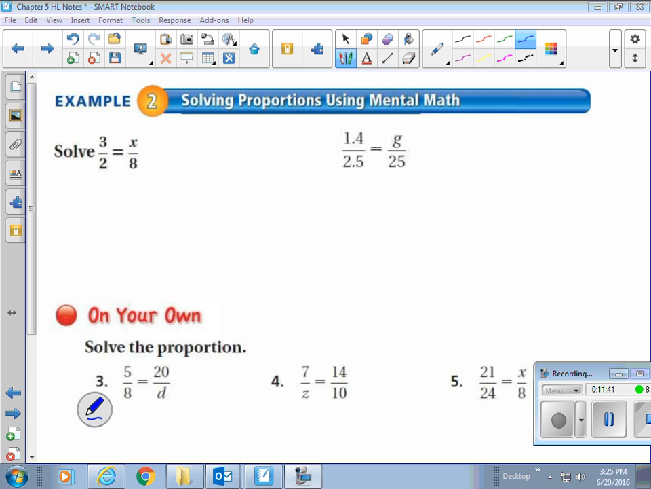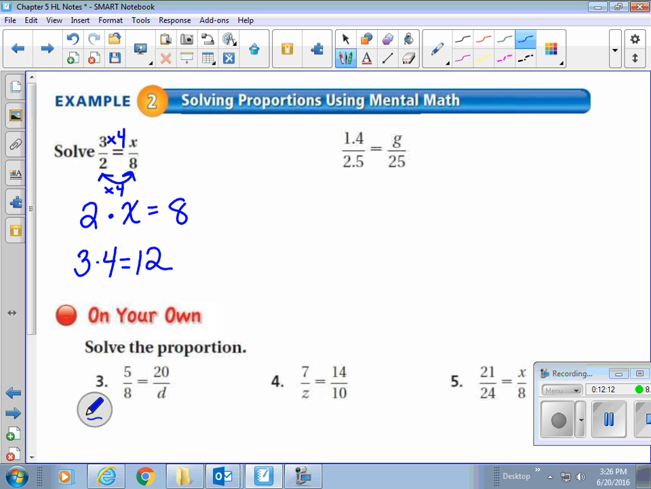Or since I look here and I see that there's a relationship between 2 and 8, I could think to myself, 2 times what number equals 8? What can we multiply by 2 to get to 8? Well, I know that I multiply by 4 to get to 8. So if 2 times 4 is 8, whatever you do to the bottom of your ratio, you would have to do to your top. Well, what's 3 times 4? 3 times 4 gives me 12. Therefore, x here would be equal to 12. And I should write that out like that.